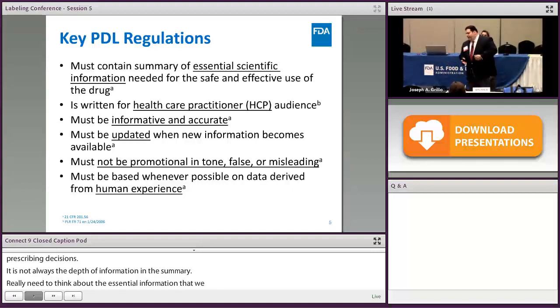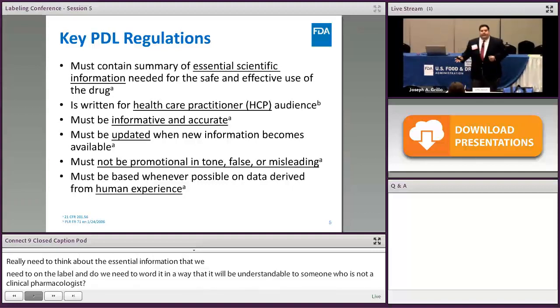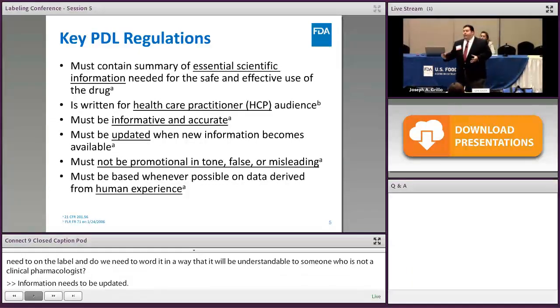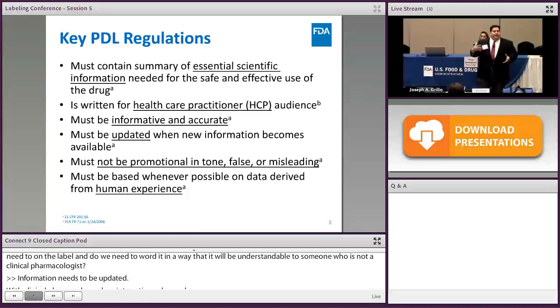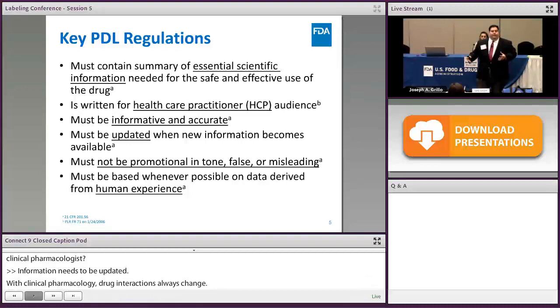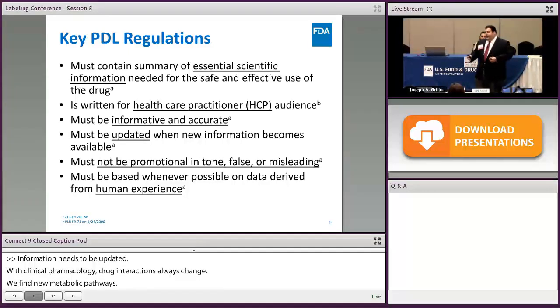Those are two really key points. Information needs to be updated. A problem, in particular with clinical pharmacology, is that drug interactions are always changing. We're finding new transporters, new metabolic pathways, and that's something that we always need to worry about: is this section up to date, especially with those things.